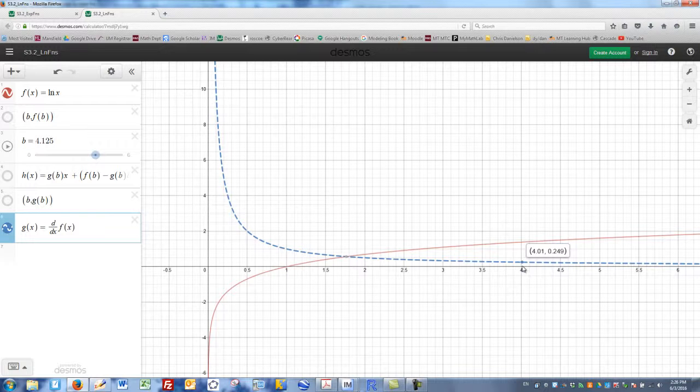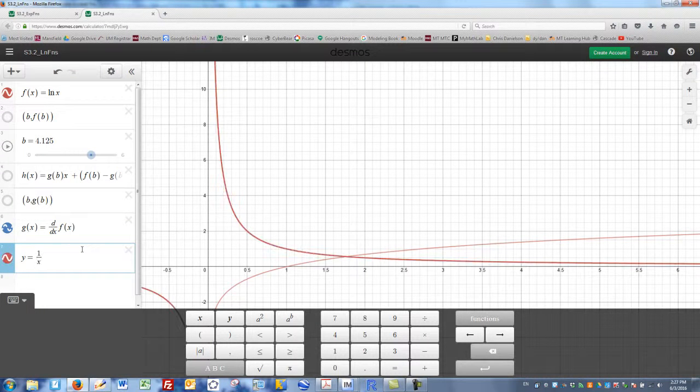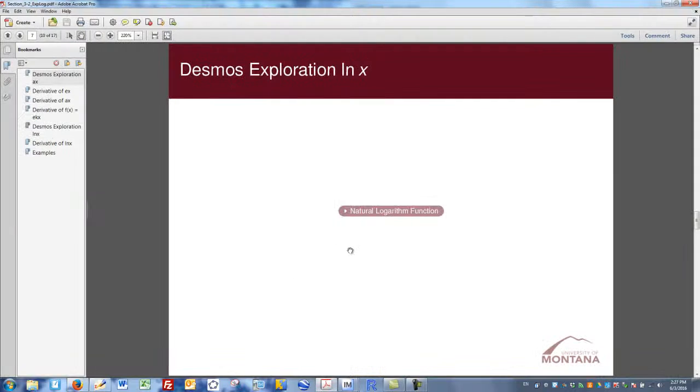Well, that makes good sense now. When x is 5, we should be a fifth, and indeed it's about 0.2. And so it appears to me that the derivative of this function is quite easily found by looking at values. I think it's just 1 over x, right? Yes, and sure enough it is. So the derivative of the natural log turns out to be 1 over x.